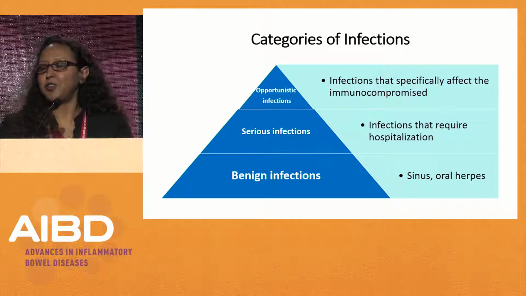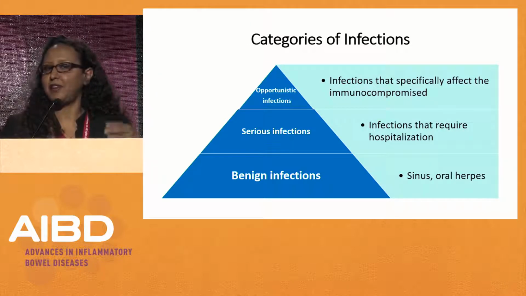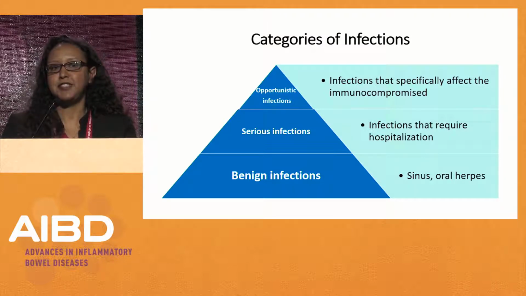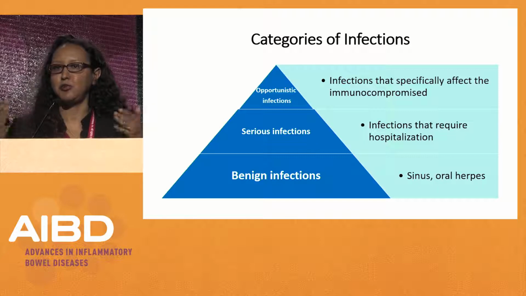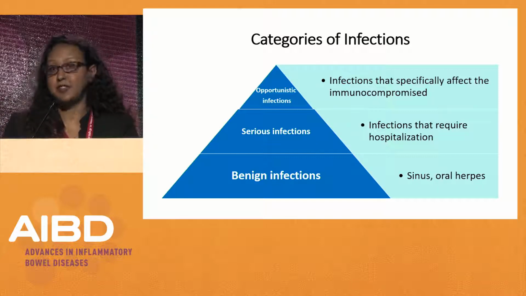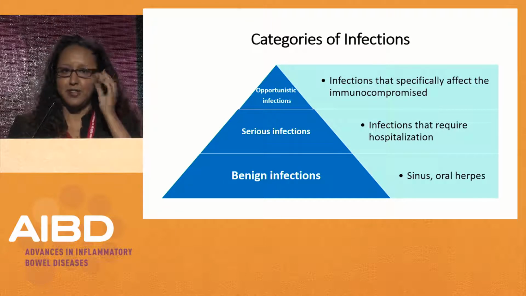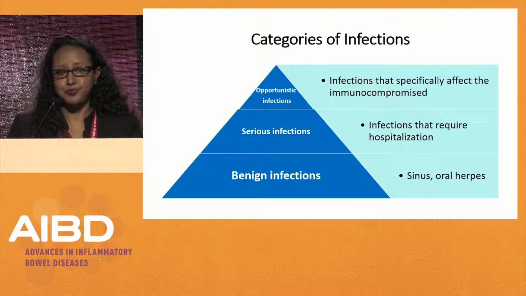So when talking to your patients, and also based on the literature published so far, infections can be categorized in different classes. There are benign infections, which are the most common. This can be like sinus infections, oral herpes, for example. Serious infections, these are infections that require hospitalization, and opportunistic infections, and these are infections that affect the immunocompromised. So when I talk about the medication classes going forward, I'm gonna try to break it down into those categories.